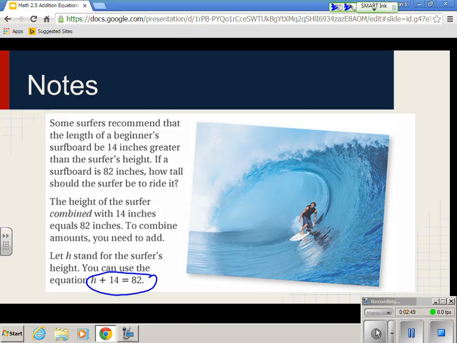Now the difference between last lesson and this lesson is last lesson I told you, or the book told you, what h equals. You don't get that anymore. Now you actually have to solve for it. Nothing to write down here. We're going to move on.